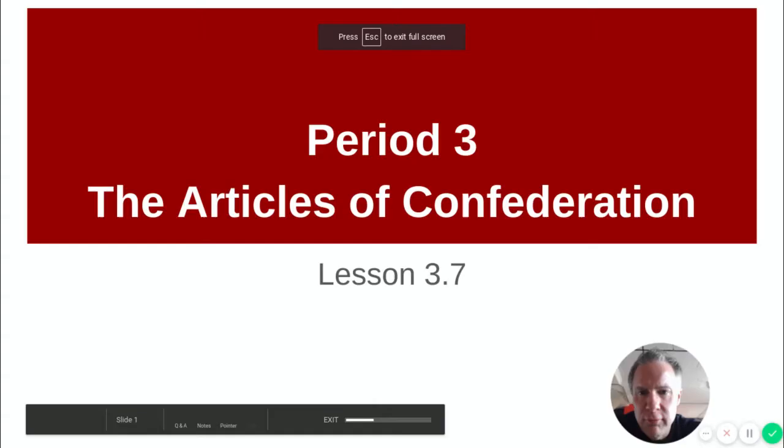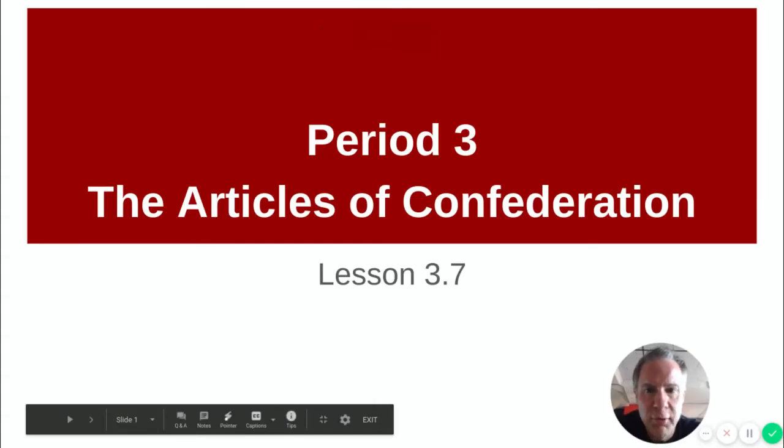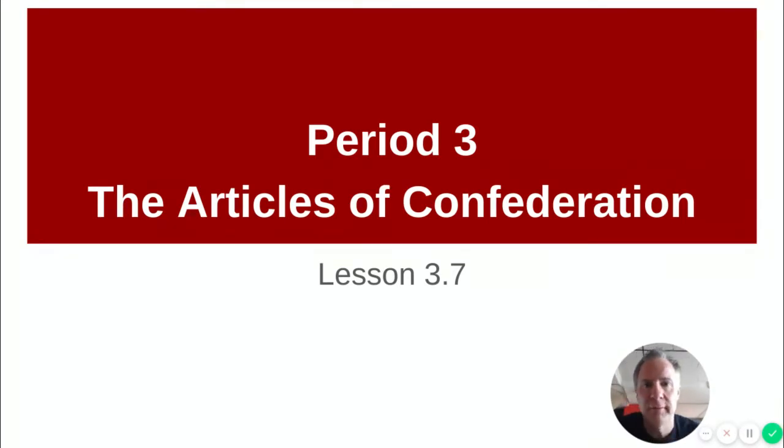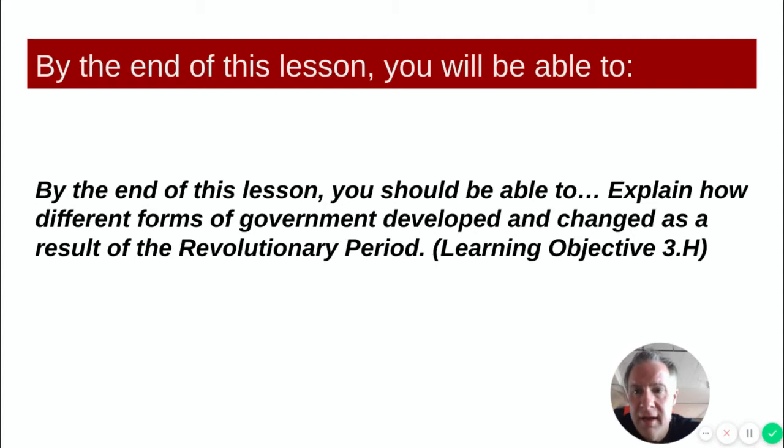Hey everybody, we are going to start lesson 3.7, which is the Articles of Confederation, the first government of the United States. And by the end of this lesson, you should be able to explain how different forms of government developed in the United States and how those governments changed as a result of the Revolutionary period.